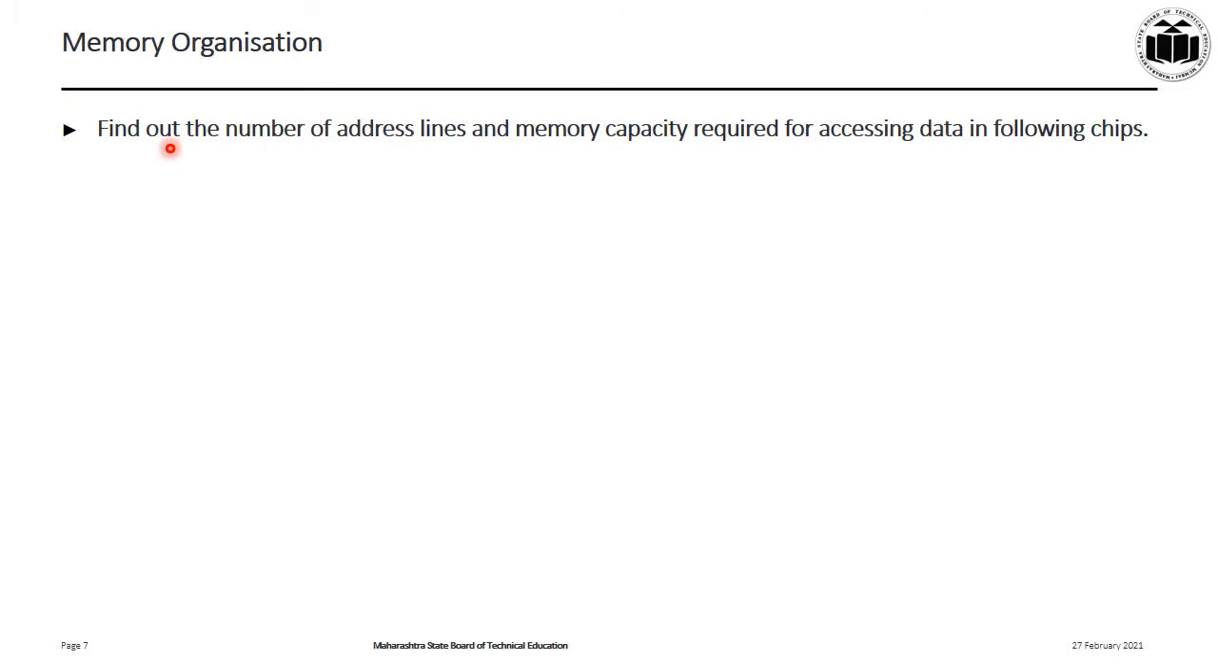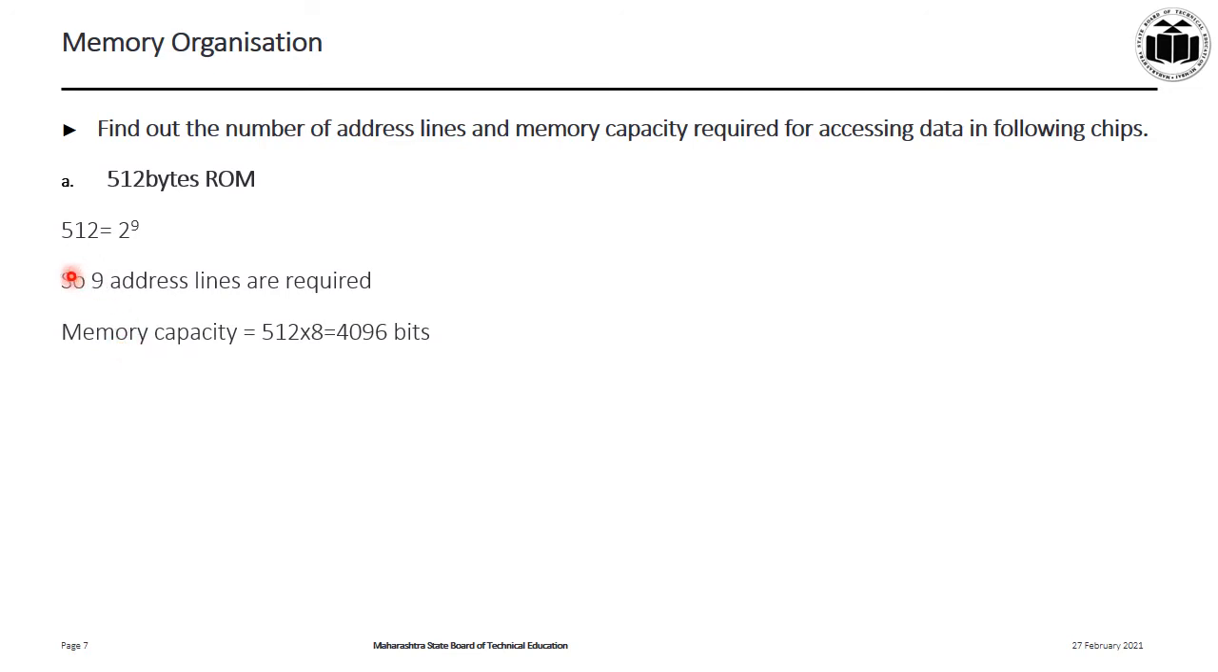We will try to find out the number of address lines and memory capacity required for accessing following chips. For example, first one, 512 bytes ROM. So 512 can be represented as 2 raised to 9, where 9 is the number of address lines required. So chip capacity will be 2 raised to 9, that is 512, multiplied by 8 bits, which equals 4096 bits.